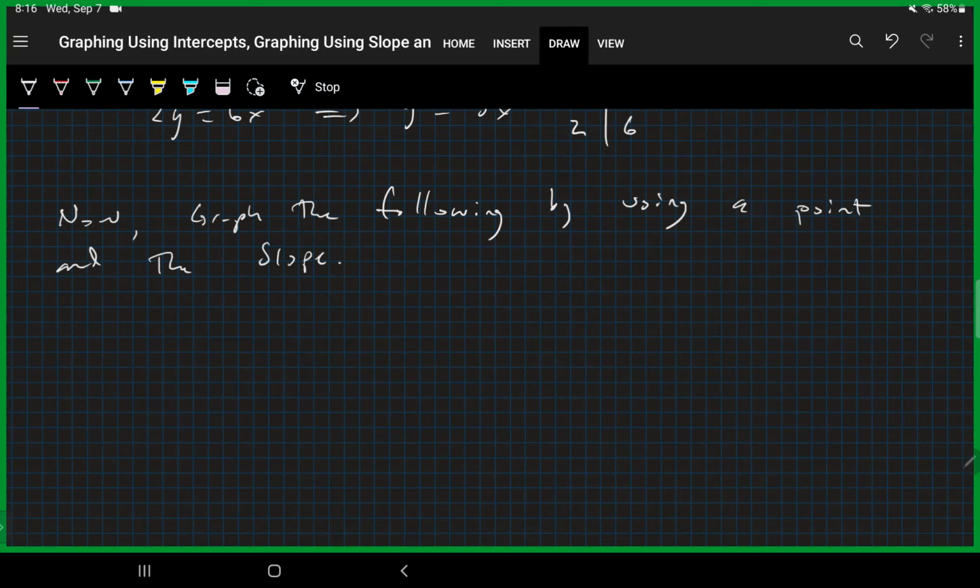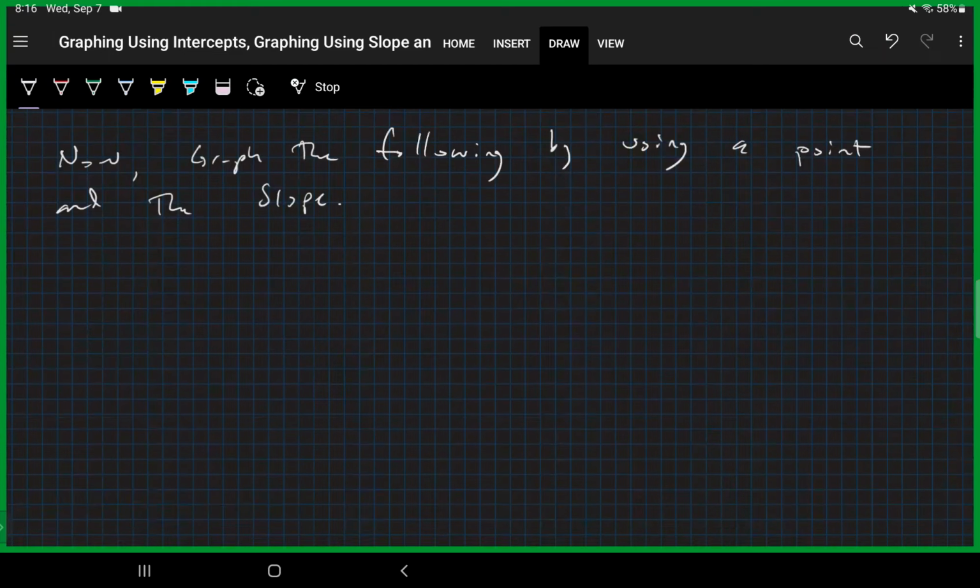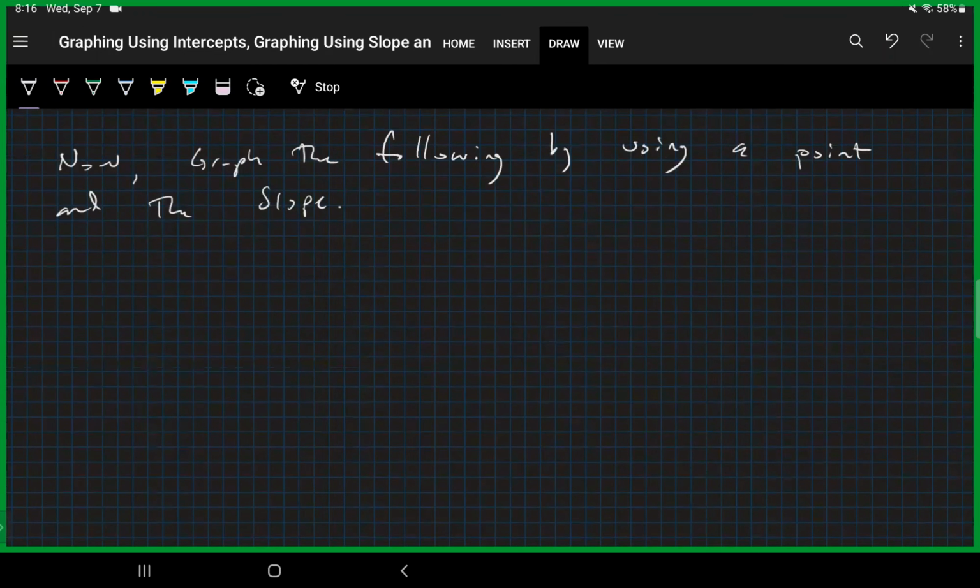So now we're going to graph by plotting a point and using the slope. And this can be done with any point. You can start off with any point and you can generate extra points by using the slope. And it's really just counting off.